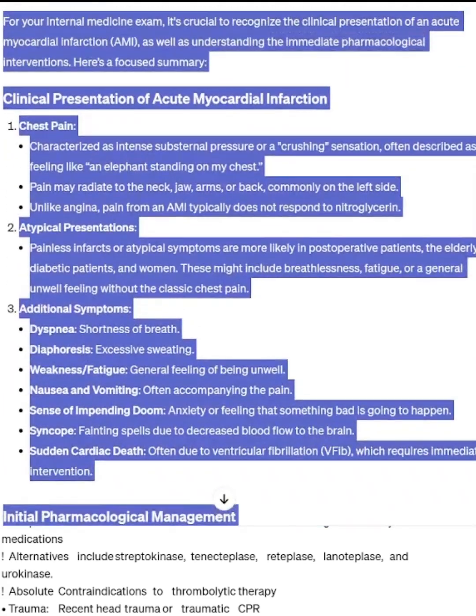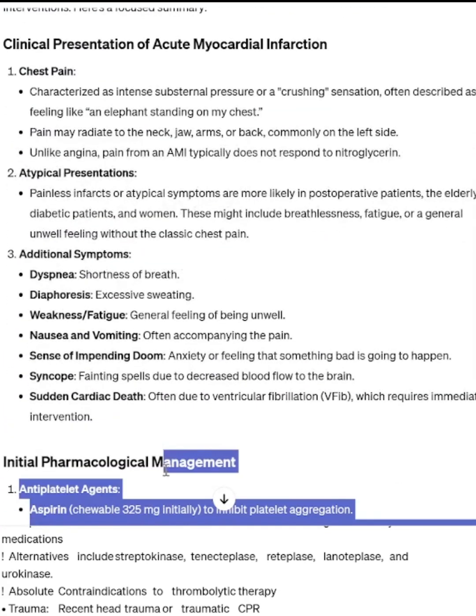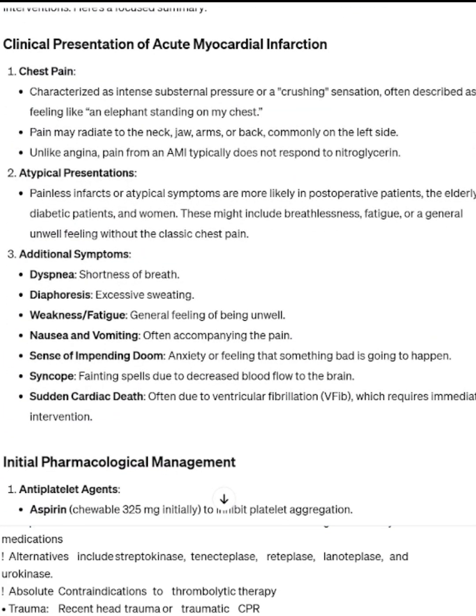For your internal medicine exam, it's crucial to recognize the clinical presentation of an acute myocardial infarction, AMI, as well as understanding the immediate pharmacological interventions. Here's a focused summary.